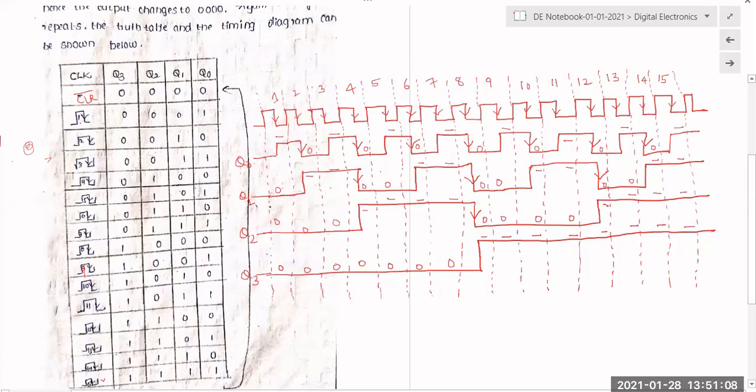Okay, so clear, right? Yes, sir. This is the timing diagram. This is the timing diagram for the asynchronous counter.